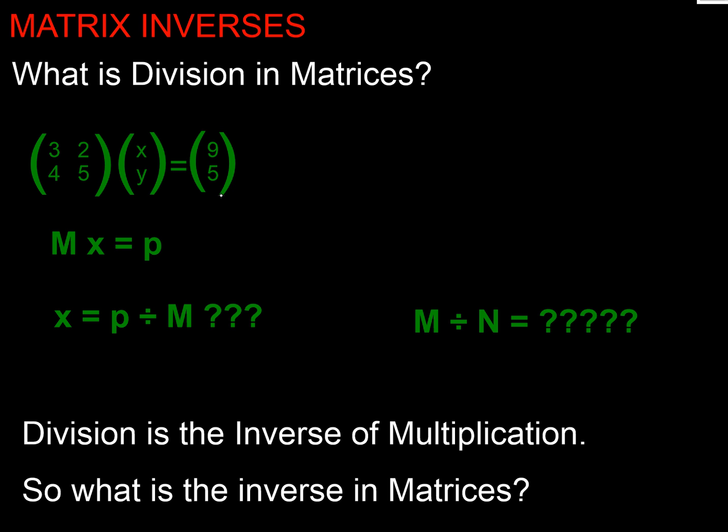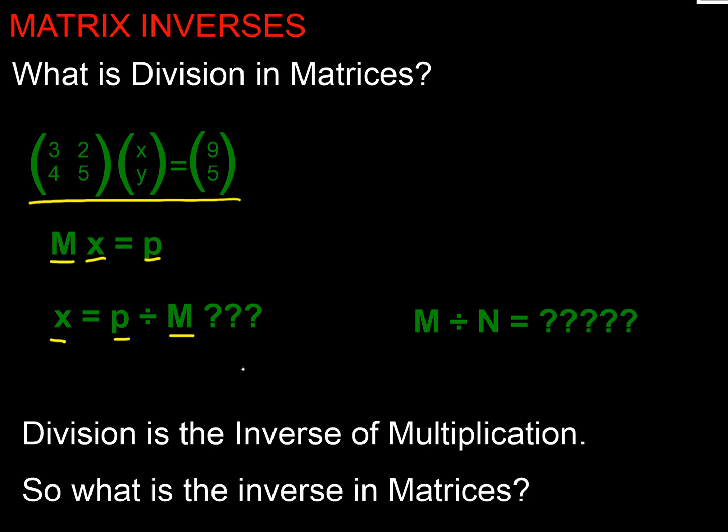So if we had these two simultaneous equations, and we wrote them in matrix form here, I've got a matrix times my x vector equals some constant vector, yeah? Well, what would we do in a normal equation? We'd divide by m, wouldn't we? We divide by m and we get x equals p divided by m. But it's not at all obvious what division is in matrices.